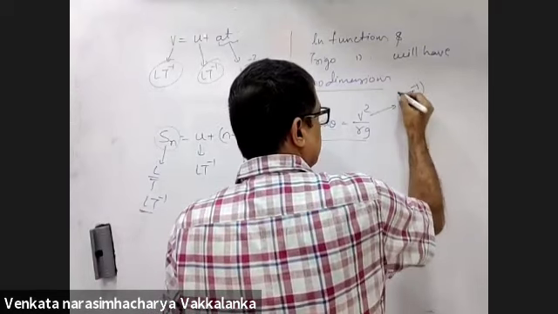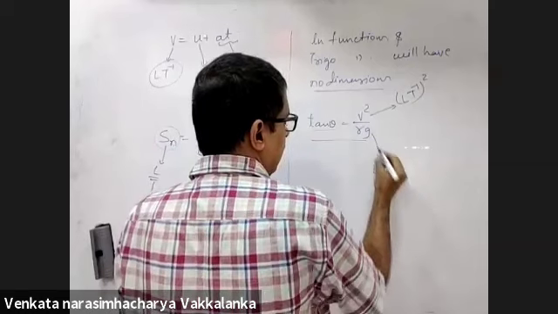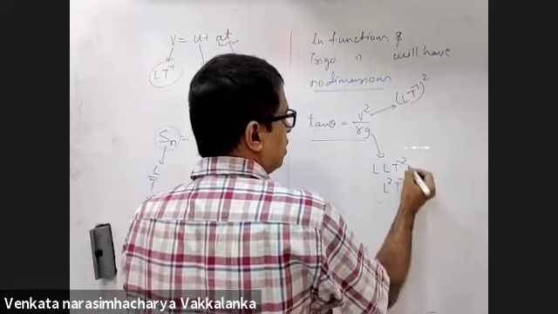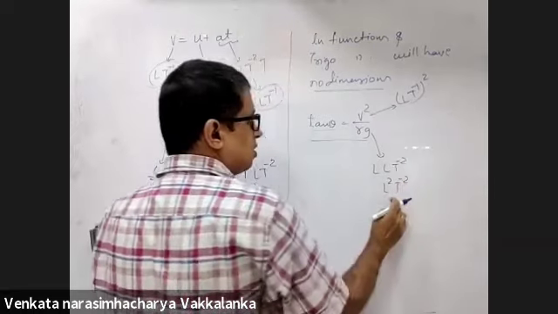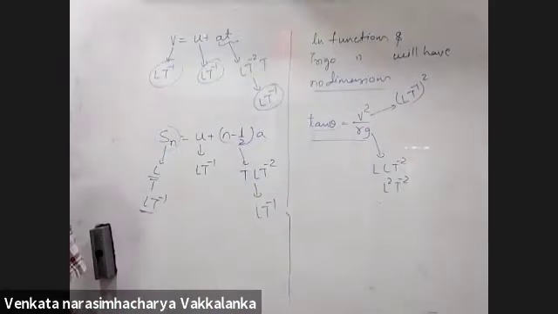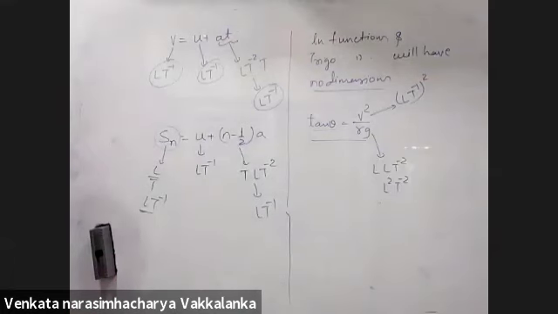L t to the power minus 1 whole square. This will be L. Acceleration L t to the power minus 2. L square t to the power minus 2. L square t to the power minus 2. Numerator and denominator have the same dimensions. So tan theta doesn't have dimensions. Right?